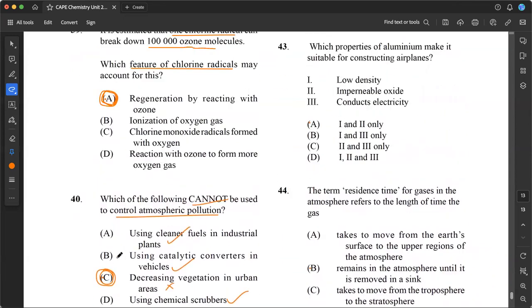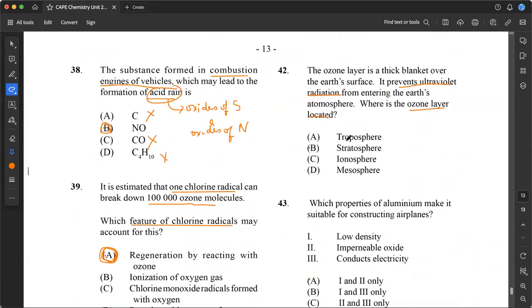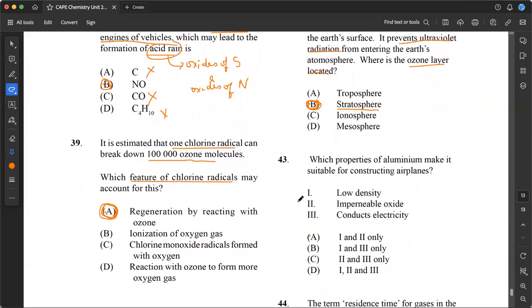Moving along to 42 now. 42 says the ozone layer is a thick blanket over the Earth's surface. It prevents UV radiation from entering the Earth's atmosphere. Where is the ozone layer located? The ozone layer is located in the stratosphere. So our answer for 42 is going to be B. That's where the ozone layer is located. It's in the stratosphere.